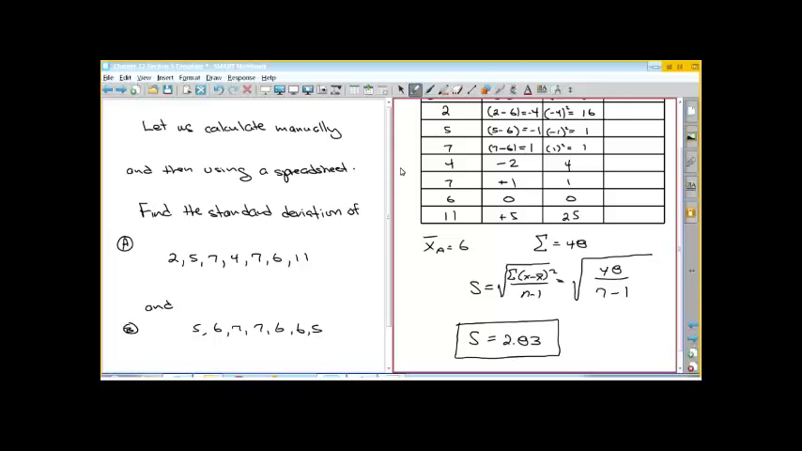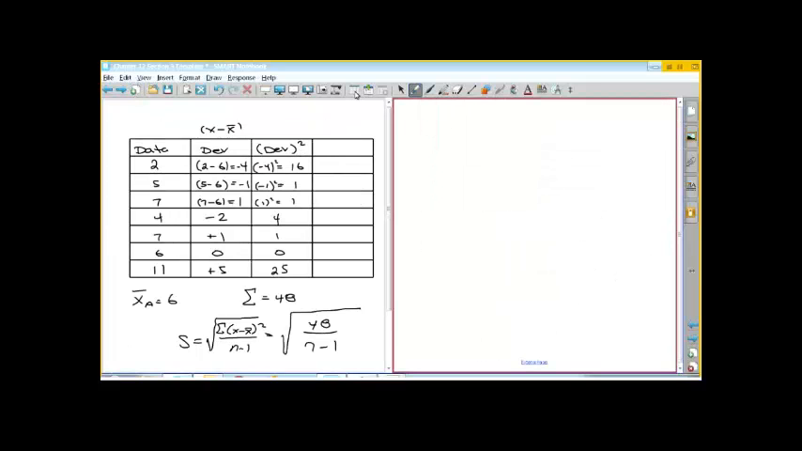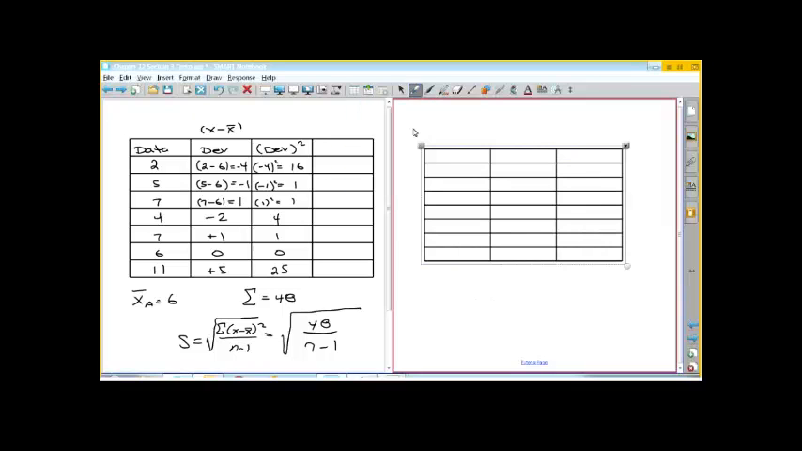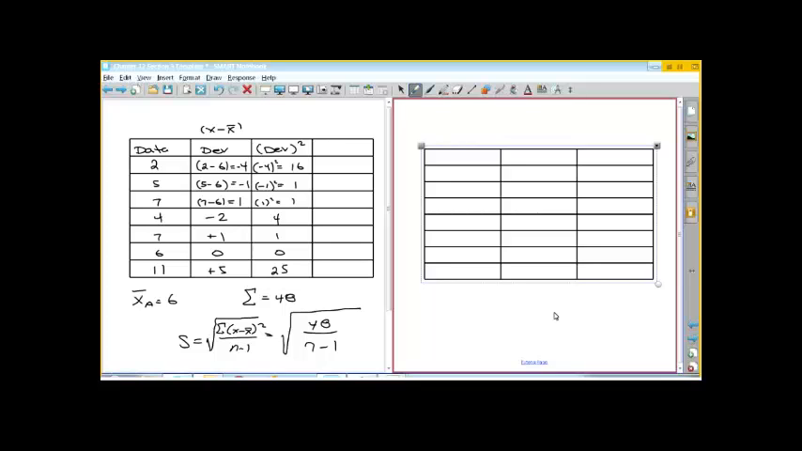So I'm going to do the second set of data, and we're going to do the same calculation with that data. So I'll make up another table, I will only make it 3 columns wide since I didn't end up using that 3rd column. So again, we have our data column. We have our deviation column. And we have our deviation squared column.